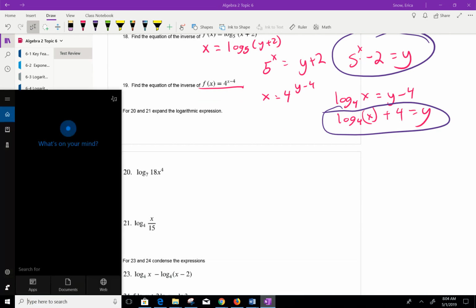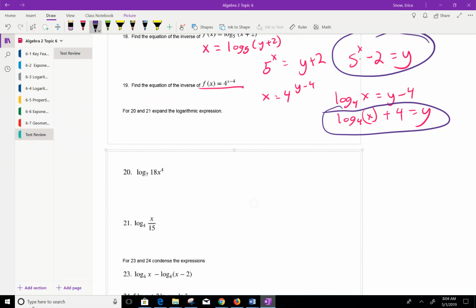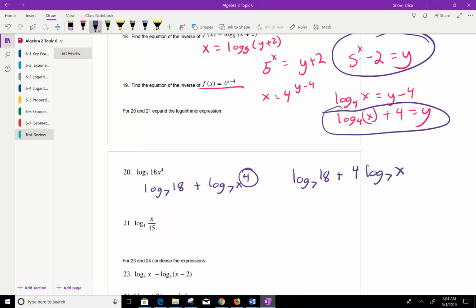Okay, for 20 and 21, we're just expanding the log. So this is going to be log base 7 of 18 plus log base 7 of x to the 4th, but we have to do something with this. So we're going to have log base 7 of 18 plus 4 log base 7 of x. And that is our final answer.